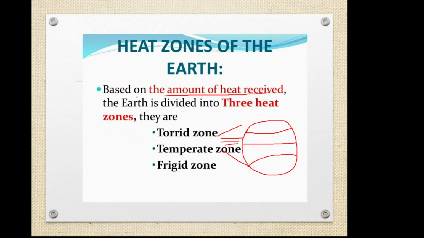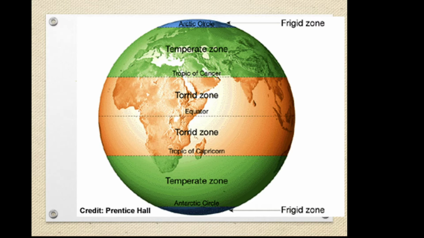So based on the amount of heat received, the earth is divided into three heat zones. Which are the three heat zones? Torrid zone, temperate zone and the frigid zone. Look at the diagram. From this diagram we will make the points of all the heat zones. First one, which is this? Equator. The 0 degree, isn't it? The 0 degree latitude is known as the equator.